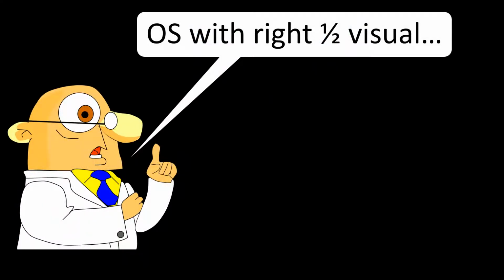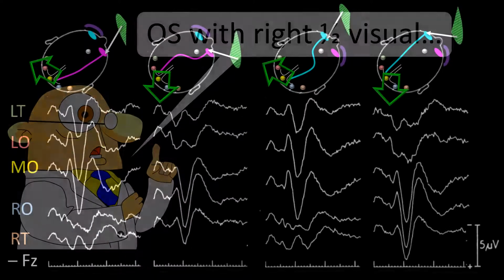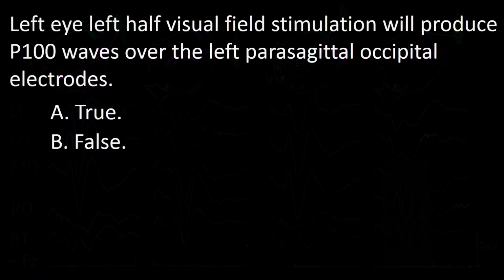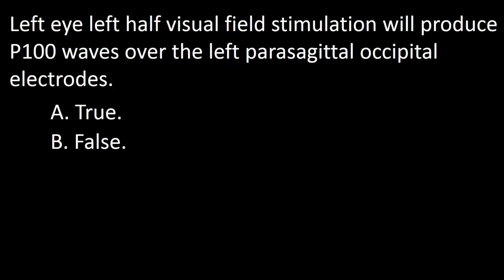Now let's see what happens when the left eye is stimulated by a right half visual field stimulus. I will not go through the whole thing again. Just remember that right half field stimulation of the left eye produces robust P100 on the right parietal electrodes and in the sagittal electrode. So the answer to this question is A.